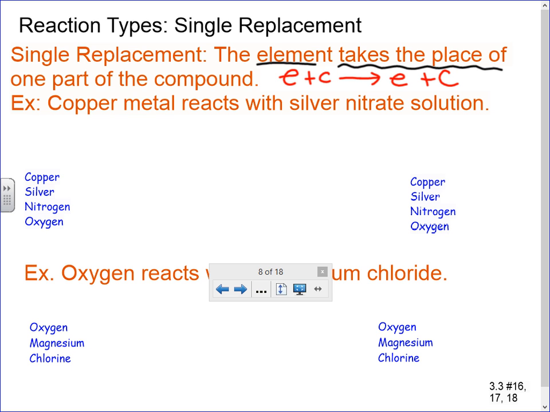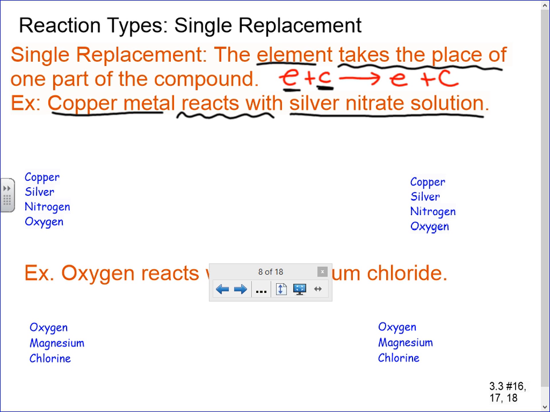So to identify single replacement, what you're looking for is on your reactant or your product side, one element and one compound. And that's how you'll know that's the type of reaction that should be occurring. Now in the first example, the sentence says copper metal reacts with silver nitrate solution. All I know are the reactants, much like what we did yesterday where we're predicting one side of the reaction. So we'll start by writing the formulas that go with that sentence.